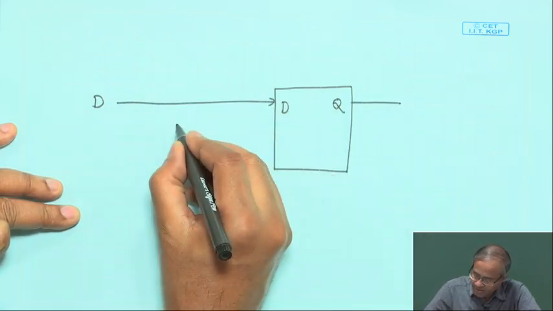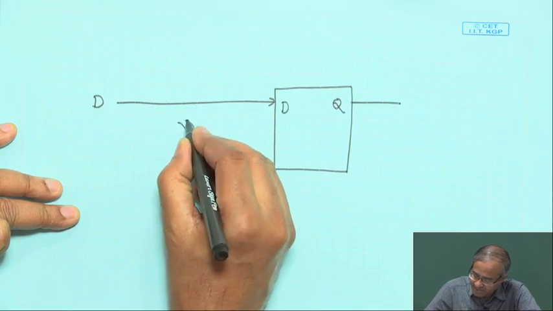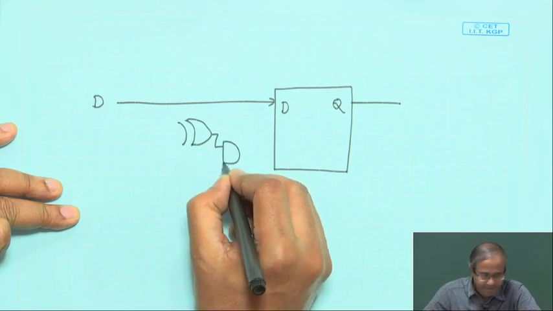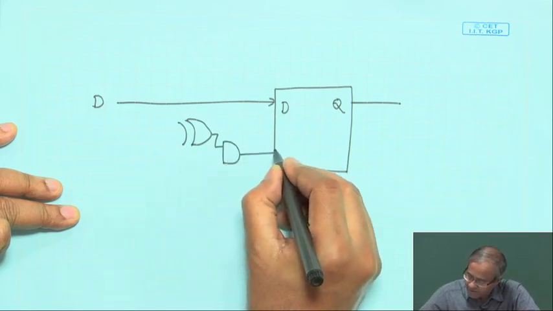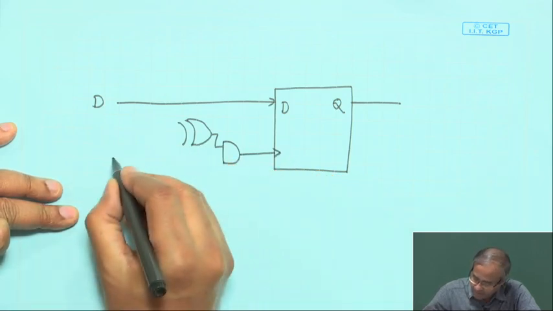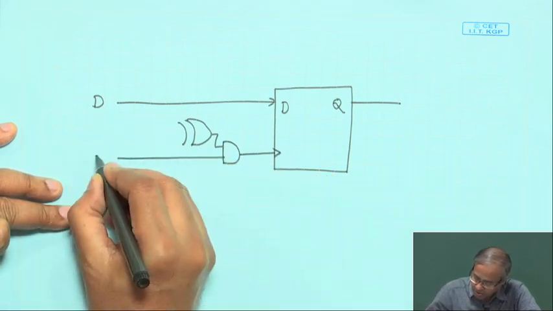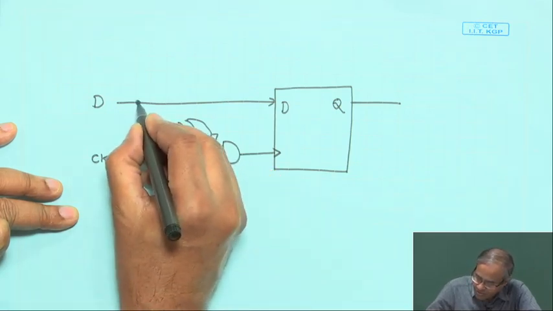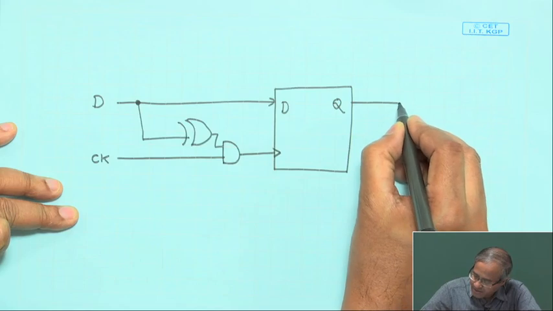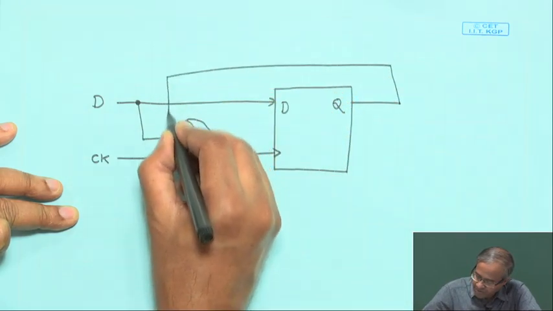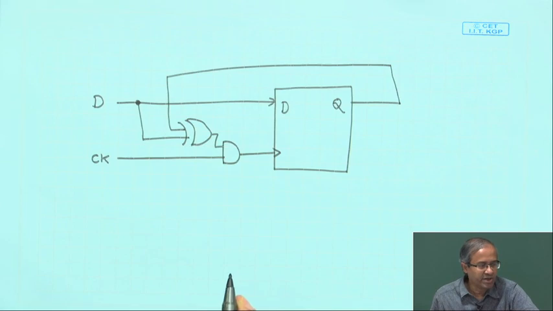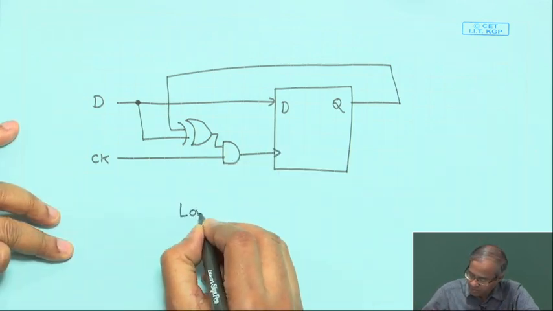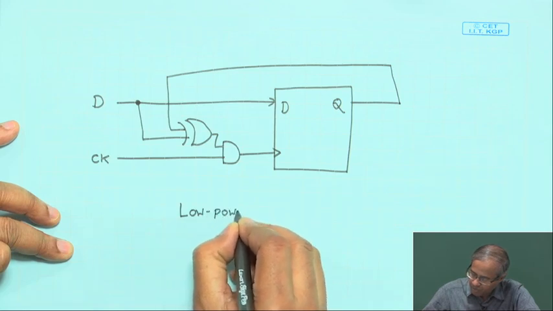So, what I do? I add some additional circuits here, an XOR gate, then an AND gate. The output of the AND gate is feeding the clock signal. Now, this clock signal is feeding here, and for this XOR gate, one of the inputs is being fed from D, the other input is being fed from Q. So, why I do this? So, this is a flip flop which I call a low power flip flop.